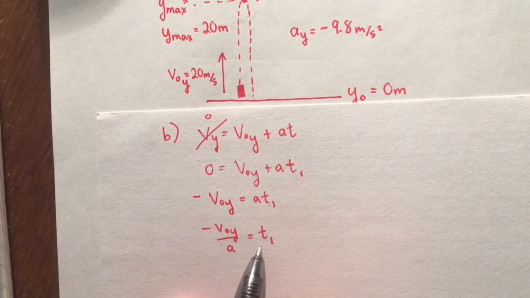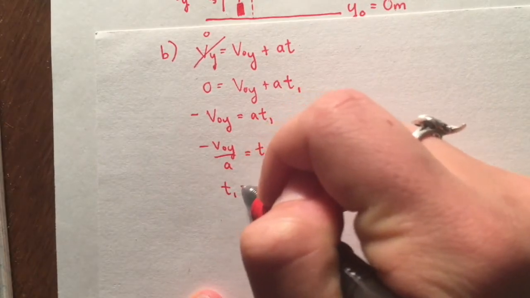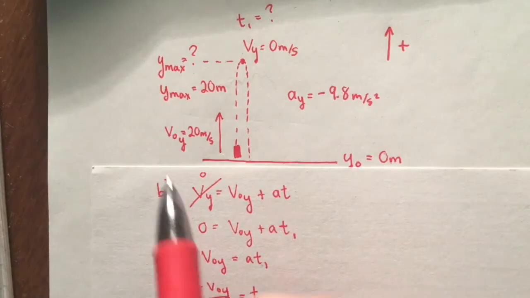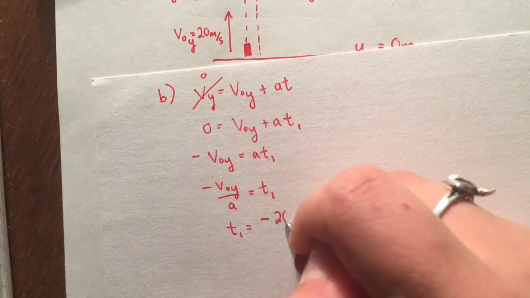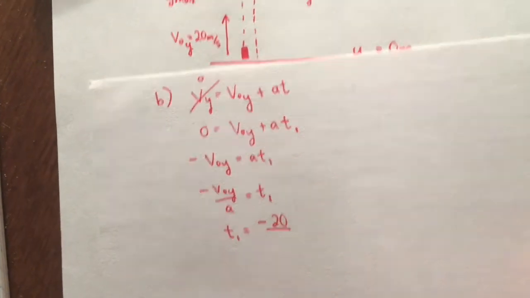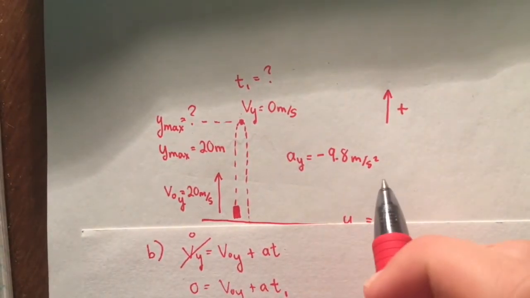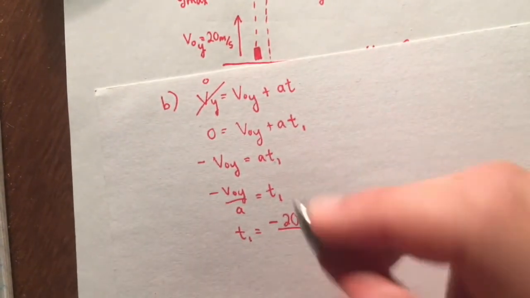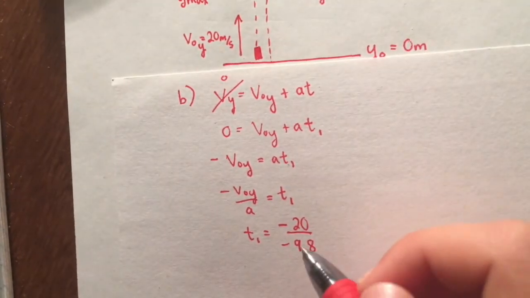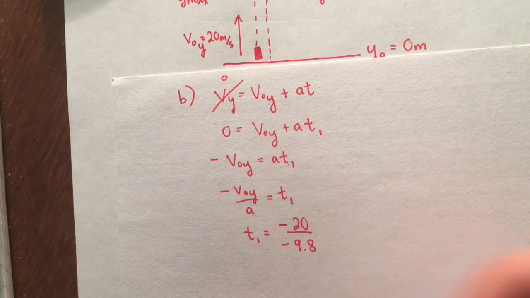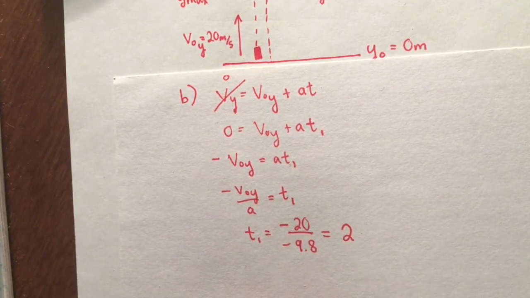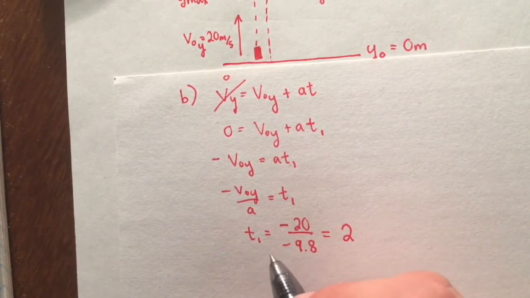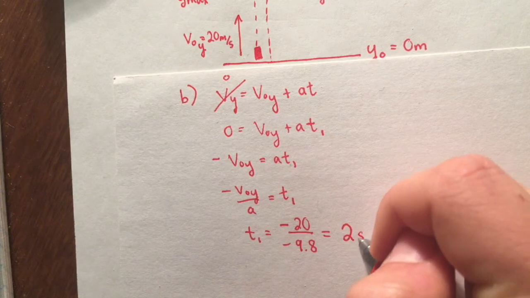Now we can plug in our numbers. T1 equals negative v naught y, from our picture is 20 meters per second. So negative 20 divided by the acceleration, which is negative 9.8 meters per second squared. Again, to make it easier on yourself, you can use 10 instead of 9.8, and you should get about 2. Now again, this would be wrong unless you put your units. We're solving for a time, and time is measured in seconds.